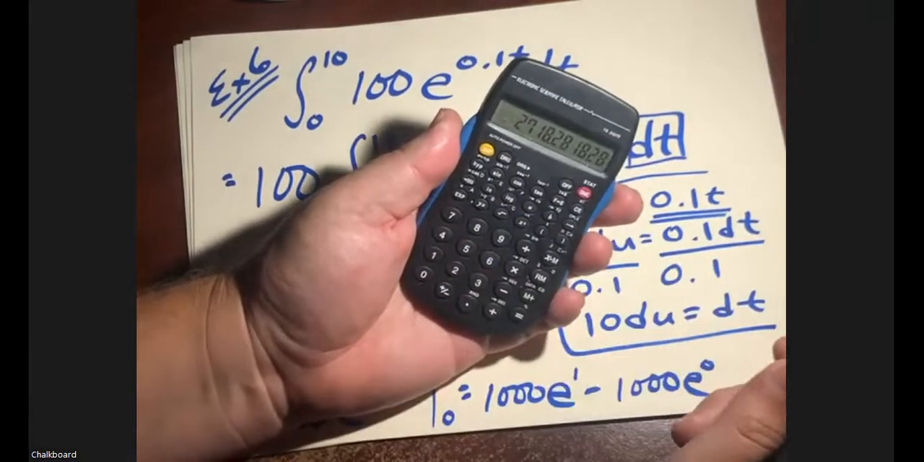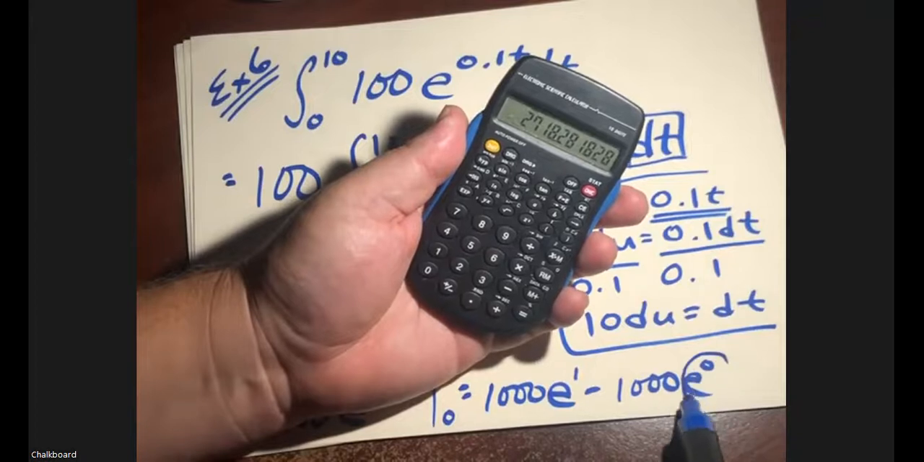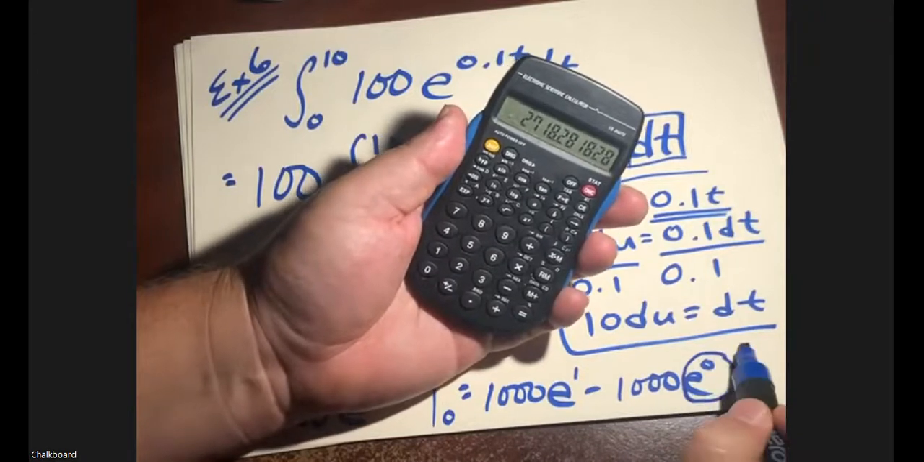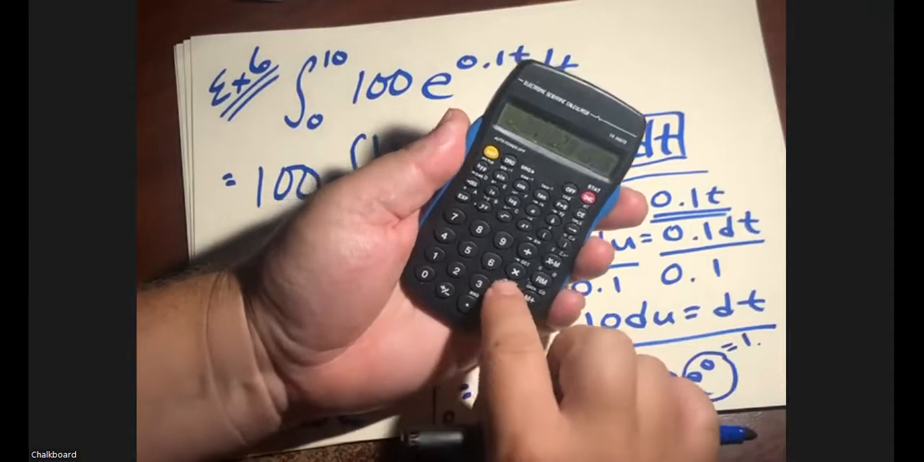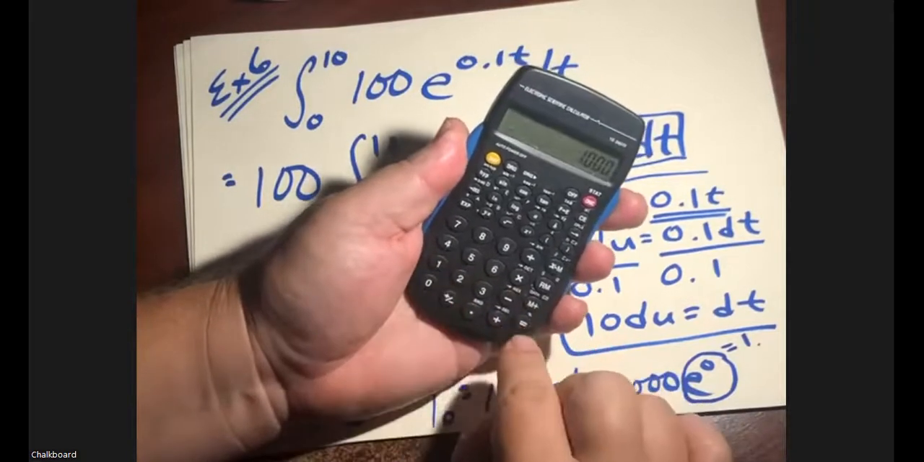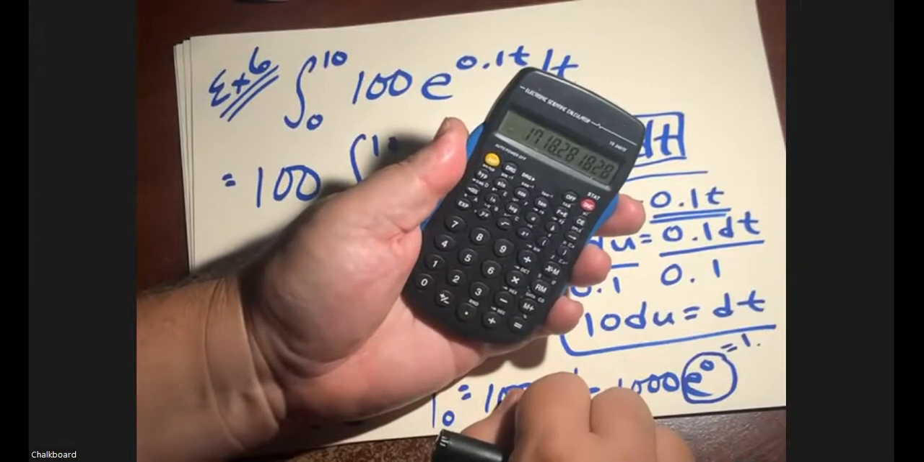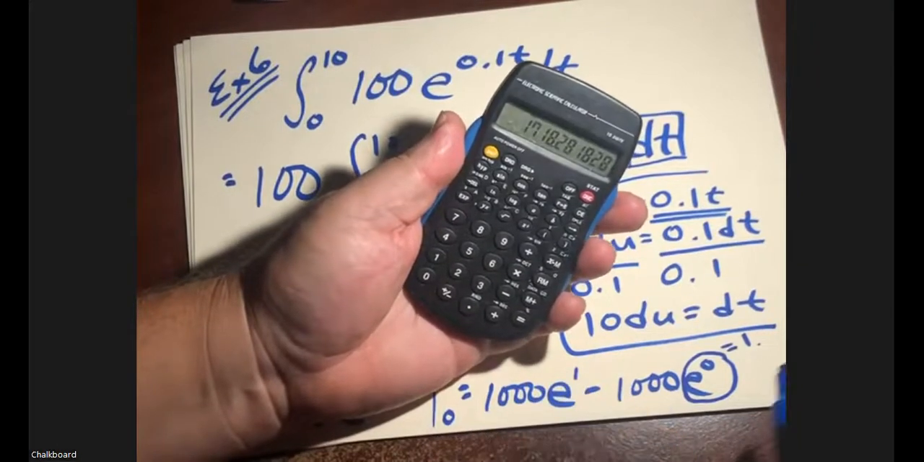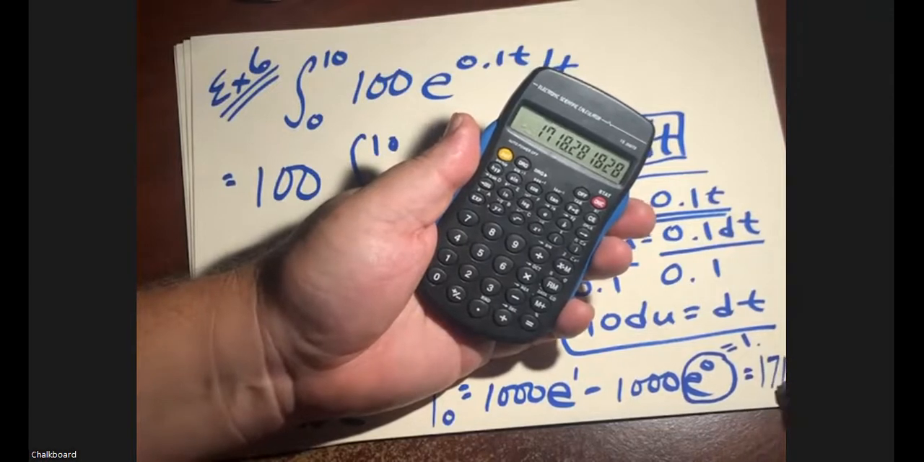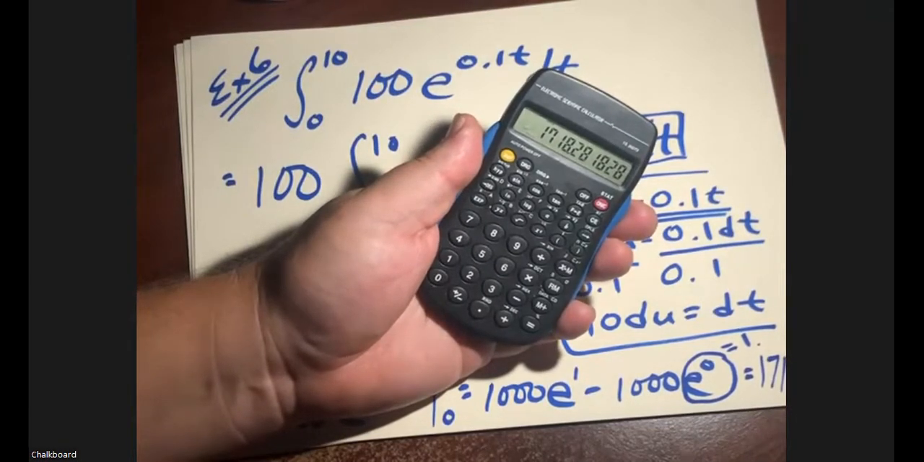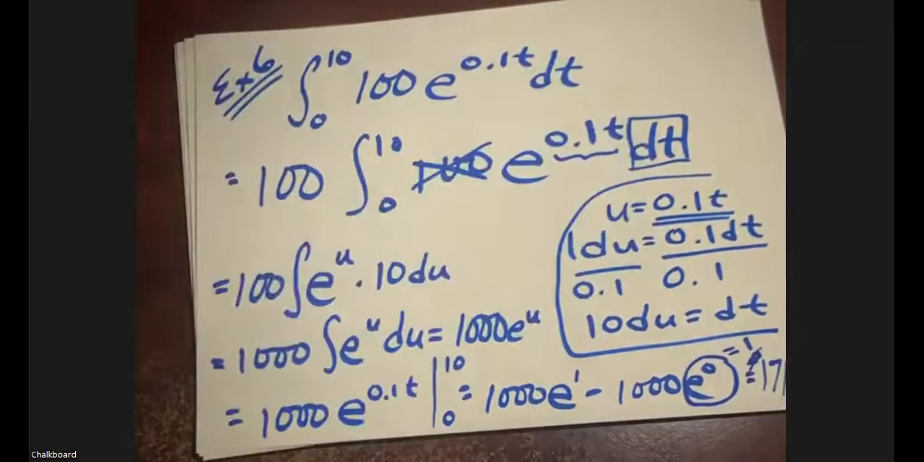it equals that figure. What is e to the 0? Anything to the 0 is 1, right? So this is now minus 1,000. Let's do minus 1,000. And the solution is 1718.28. And that is dollars because this is a slot machine, right?